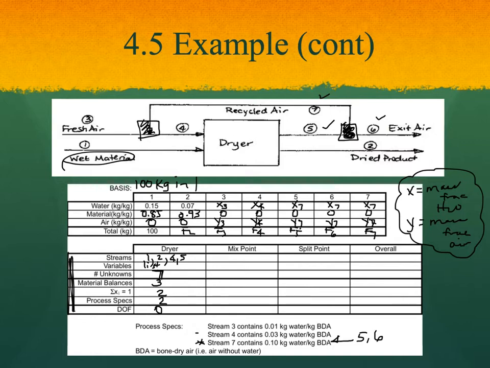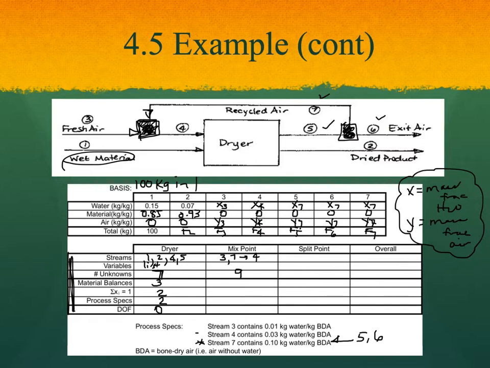So my mixing point. This is the mixing point right here. The recycle is brought back in together and comes in here at the mixing point. So stream 3 comes in, 7 comes in, 4 comes out. So my variables in those streams, I have 1, 2, 3, 4, 5, 6, 7, 8, 9 variables.